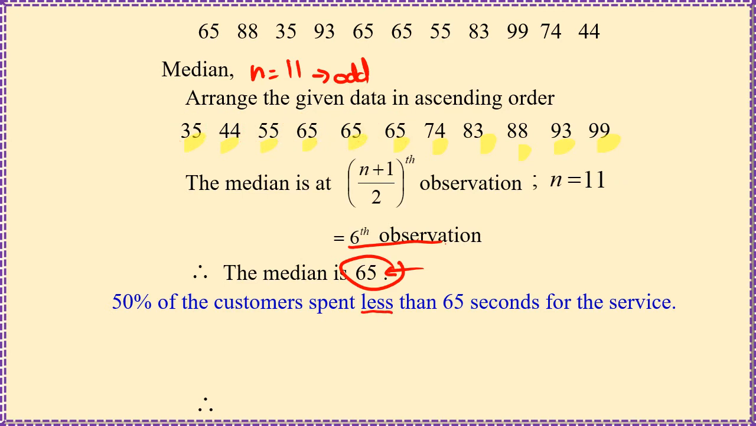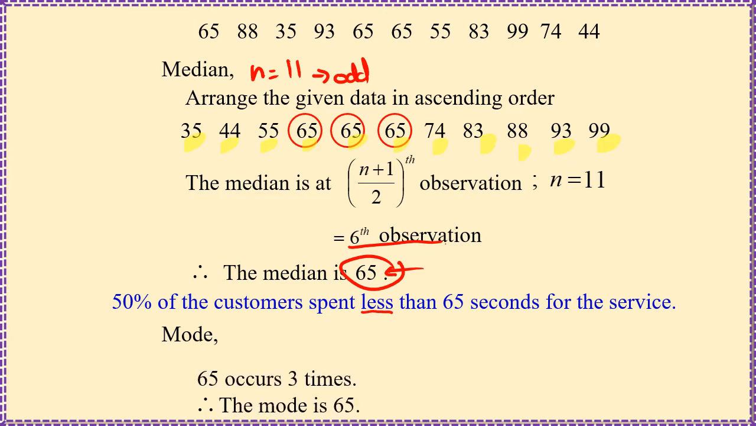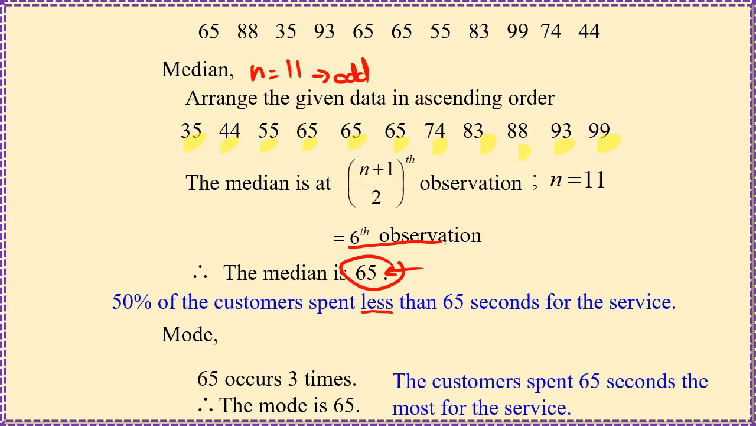And then lastly, for the mode, we need to find which one is the most frequent service time. So we can see that 65 is repeated 3 times, the most frequent. So we can state that the mode is 65. So the interpretation is that most of the customers spend 65 seconds for the service.